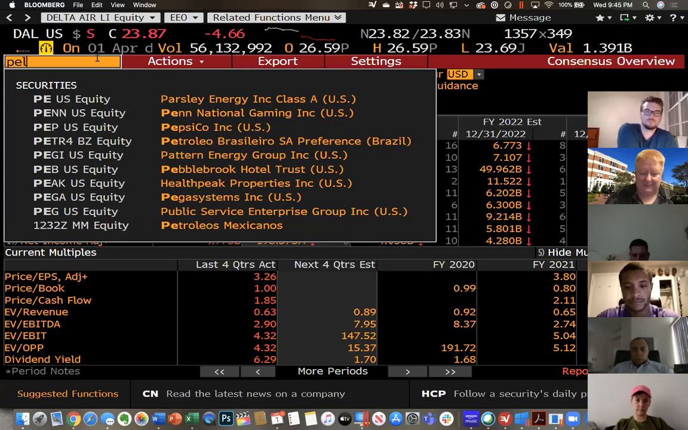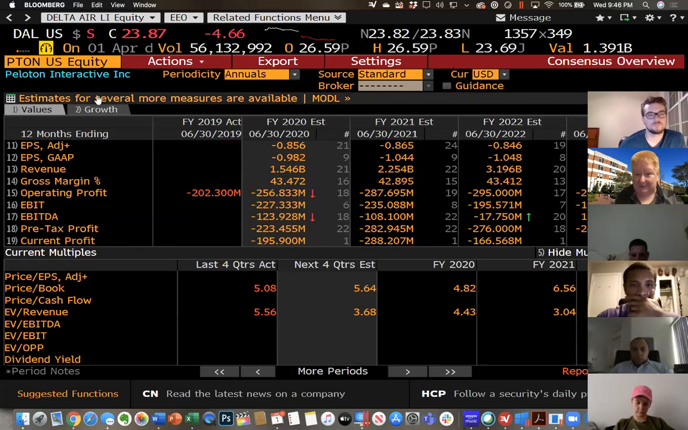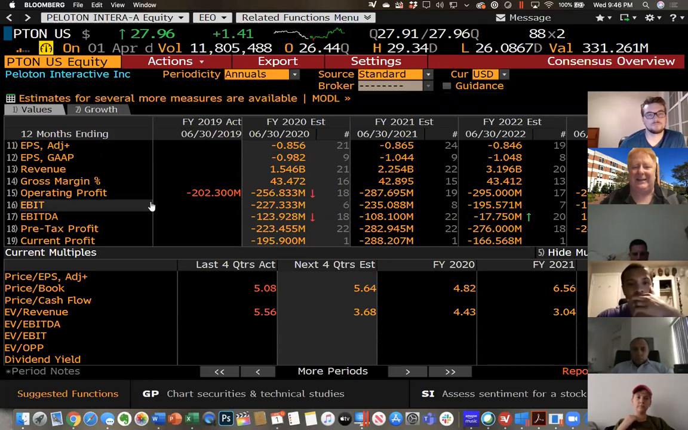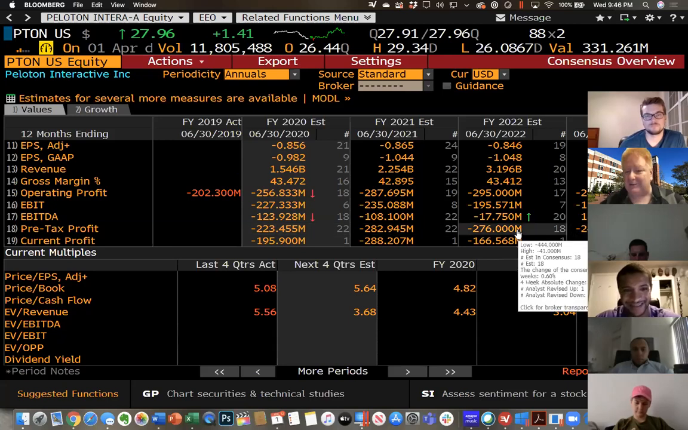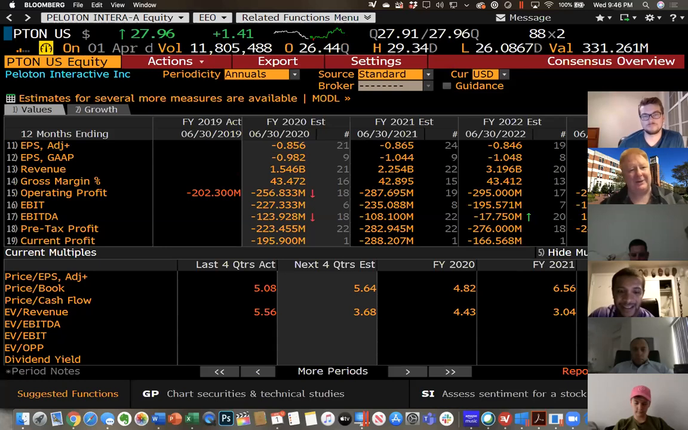This is Peloton. One of the teams, I think at the last section, chose Peloton as their group project. Look at this. For the next 3 years, Peloton loses money. Actually, next 4 years. Peloton has never made money. Peloton's not even expected to make money. Yet they've got a share price of $28. Put that in our model.